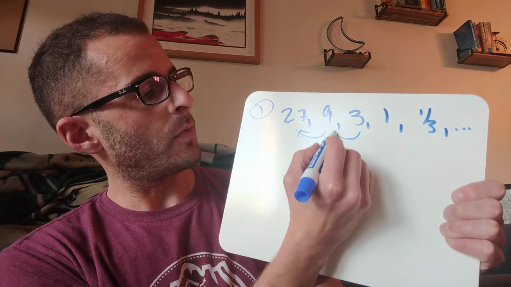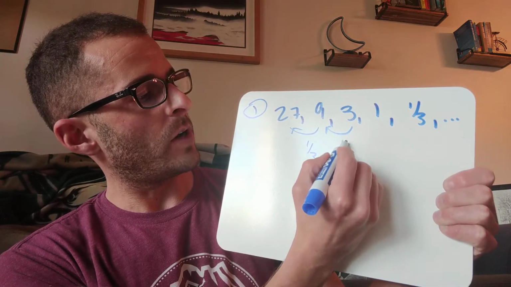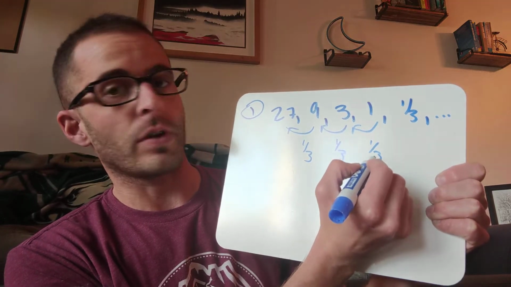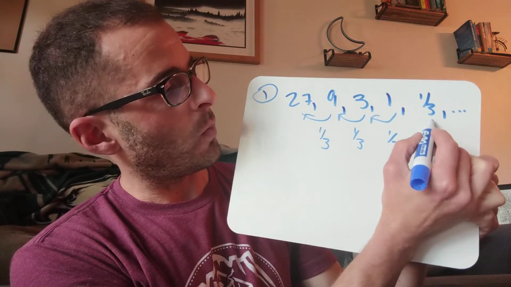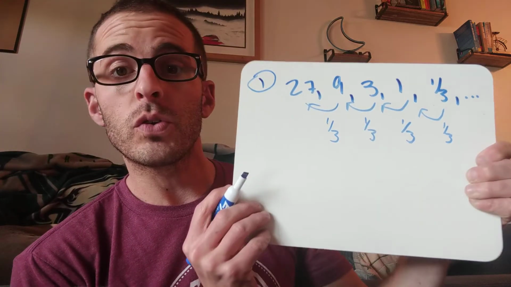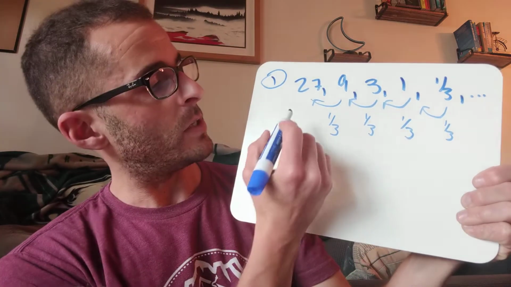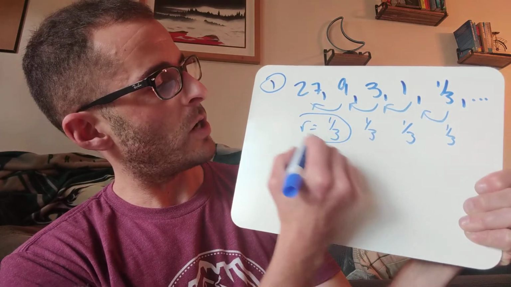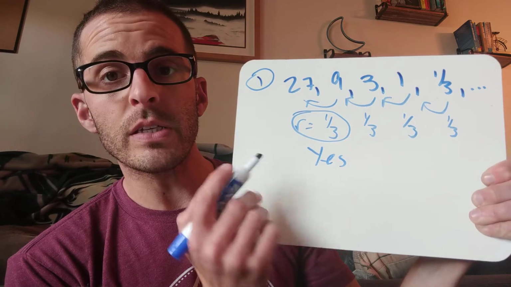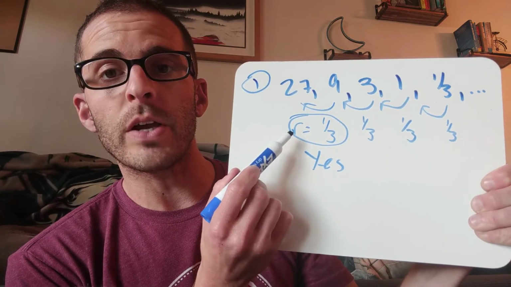Well, what about 3 over 9? 3 over 9 is 1 over 3. What about 1 over 3? That's 1 over 3. And what about 1 over 3 divided by 1? Well, that's just itself. So do we have a common ratio? Yes, we do. That common ratio is 1/3. Yes, it's geometric. Give a reasoning. The reasoning is that there is a common ratio of 1/3.